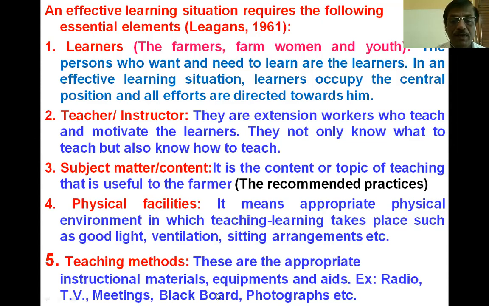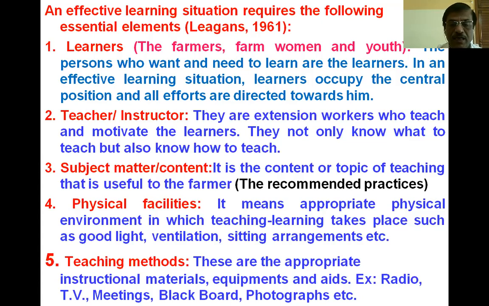Teaching methods. The fifth element is teaching methods. That means use appropriate teaching methods. It may be blackboard, or a film, or audio, or a PowerPoint. Use appropriate teaching aids or teaching methods to teach the learners, looking to their understanding level. These are the appropriate instructional materials, teaching materials, or equipments, or aids.